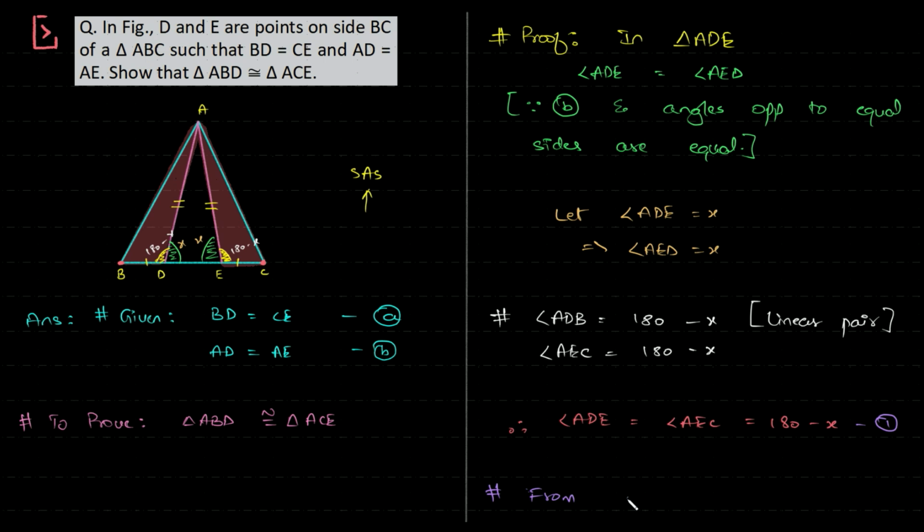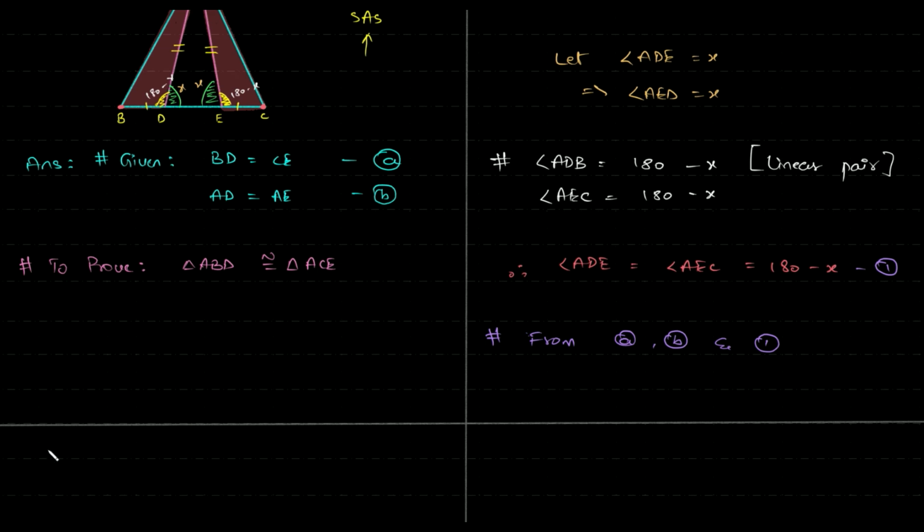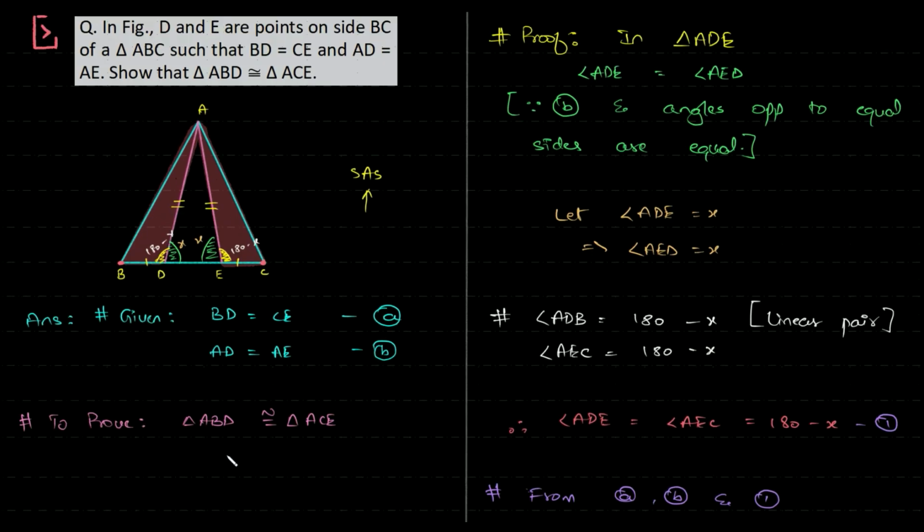From statements A, B and equation 1, what can we conclude? We can conclude that triangle ABD is congruent to triangle ACE with the help of the SAS congruency criteria. With this, we can tell that these two triangles are congruent, right?